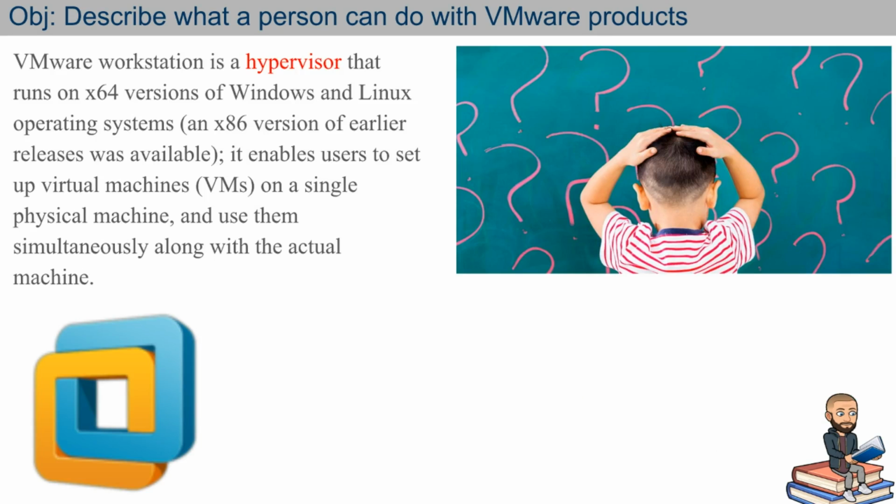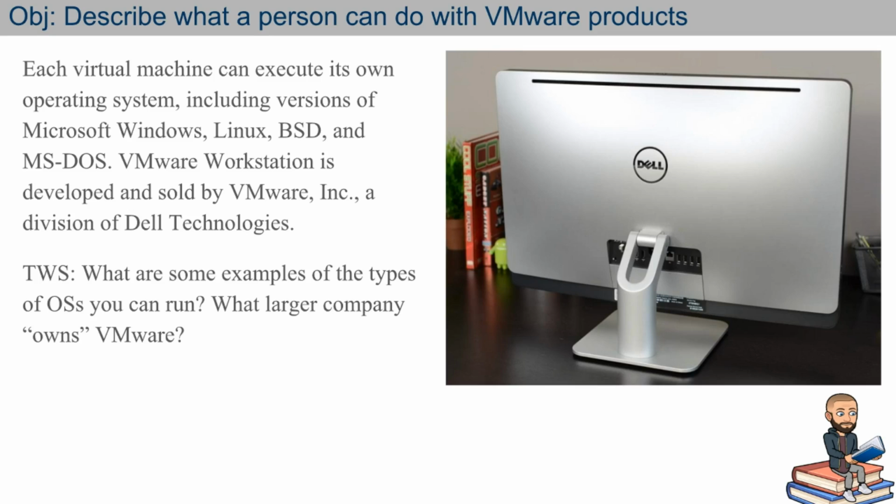So VMware Workstation is what's called a hypervisor, and this runs on 64-bit versions of Windows and Linux operating systems. And it enables users to set up virtual machines on a single physical machine and then use them simultaneously along with the actual machine. I'll show you an example of that in a little bit, but it's one of the very nice features that just seem to automatically work with VMware.